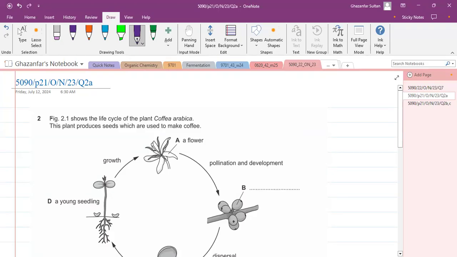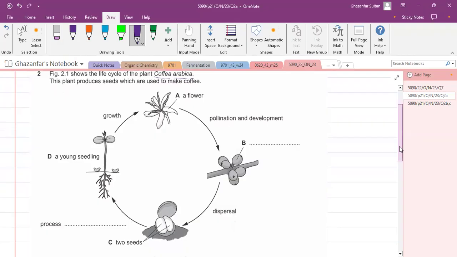This is question number 2 from October-November 23, and it is from paper 21. Figure 2.1 shows the life cycle of plant Coffea arabica. Coffea is the genus, arabica is the species. The plant produces seeds which are used to make coffee.